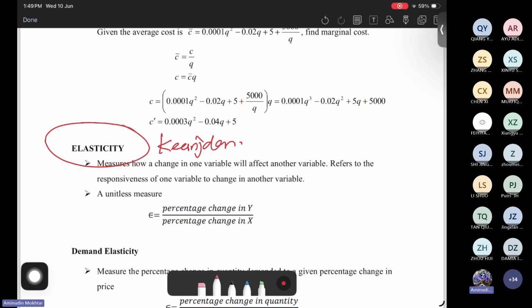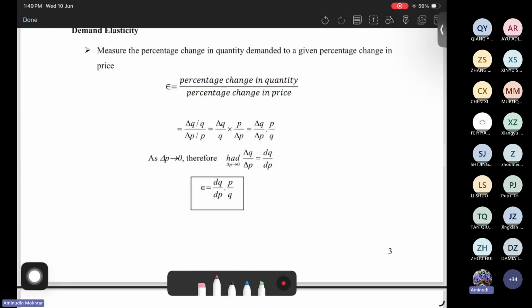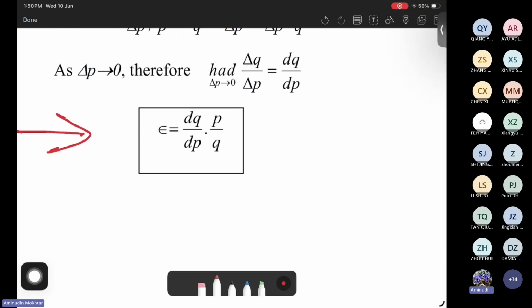In this case, there are many types of elasticity. For this class, we will apply the demand elasticity. Based on the concept, we will measure the percentage change in quantity demanded given the percentage change in price. If price changes by 1 unit, what happens to the quantity? We will apply this concept by using this formula: E, the demand elasticity, equal to dQ divided by dP times P over Q.